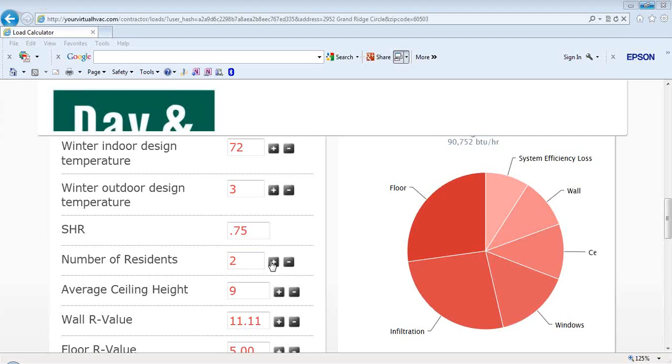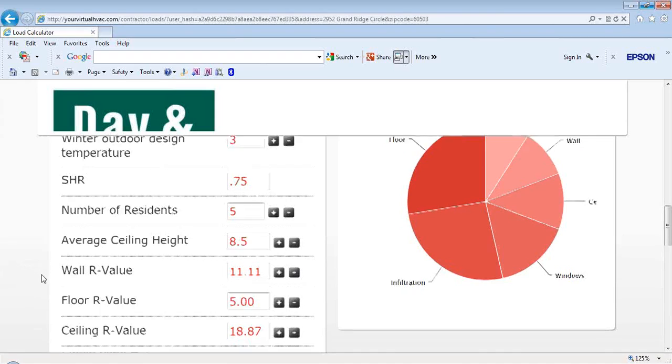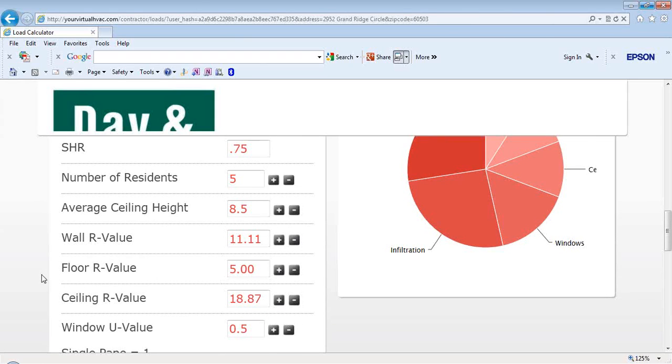Number of residents living in the home, this obviously does affect the load calculation slightly. So I will change that to 5. Average ceiling height. This is a 2-story home. It's 9-foot ceilings on the first floor, 8 on the second floor. So average would be 8.5, or roughly. It doesn't make a huge difference on the load calculation.